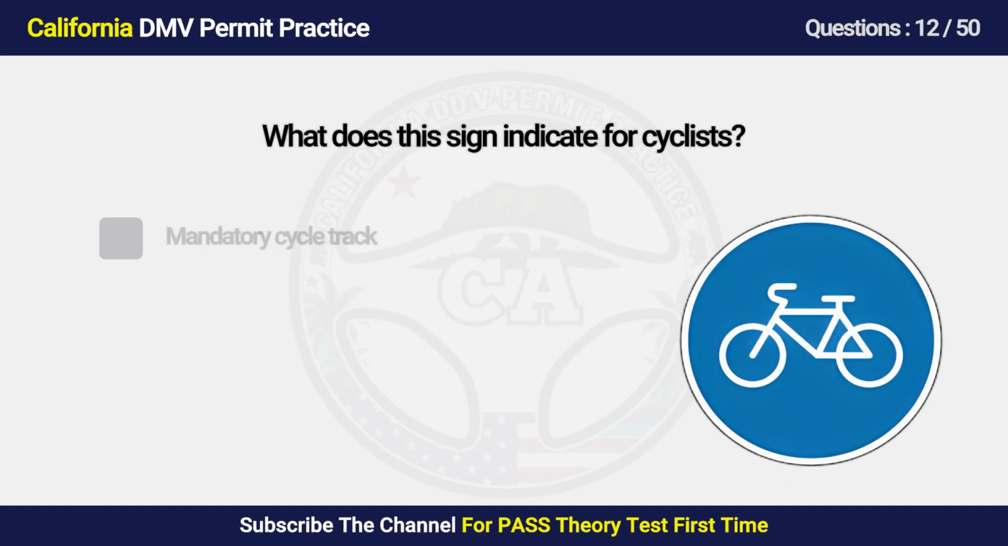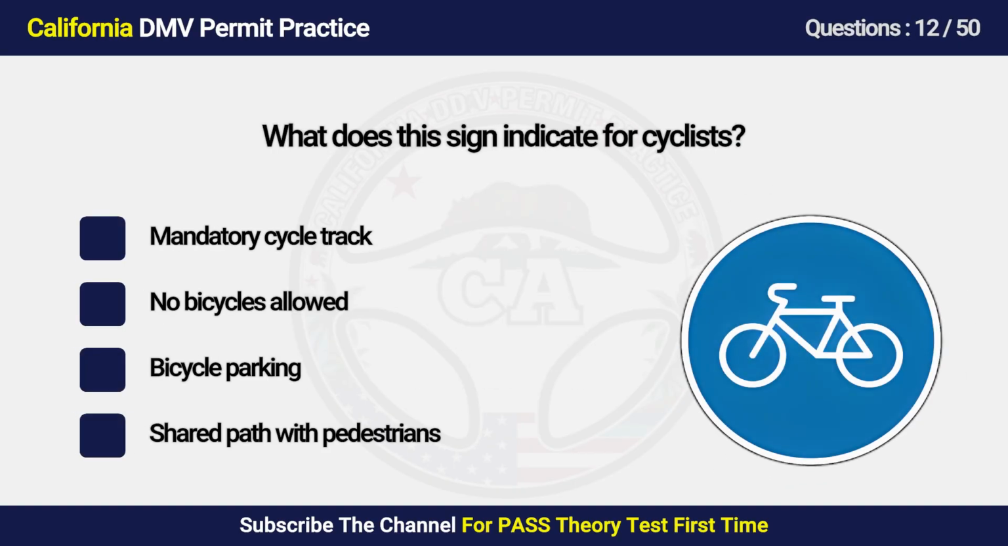Question 12. What does this sign indicate for cyclists? A, mandatory cycle track. B, no bicycles allowed. C, bicycle parking. D, shared path with pedestrians.